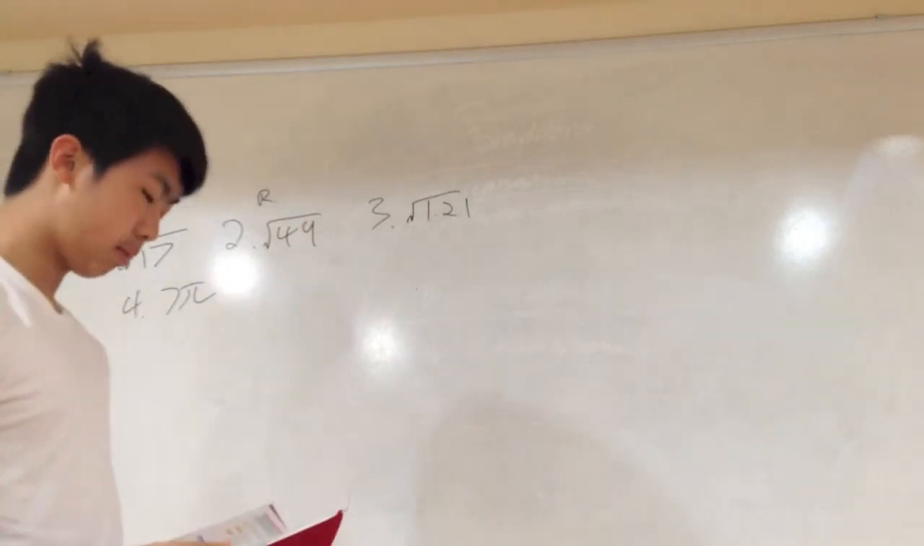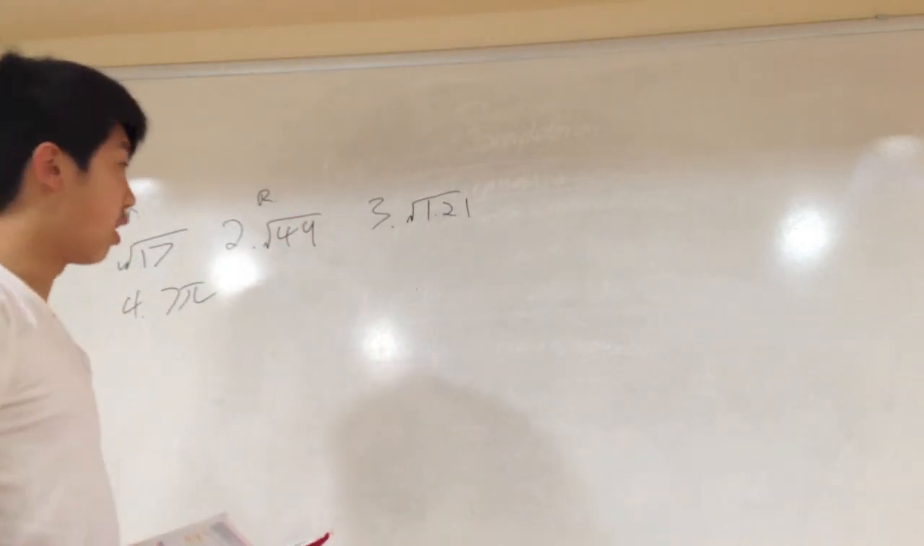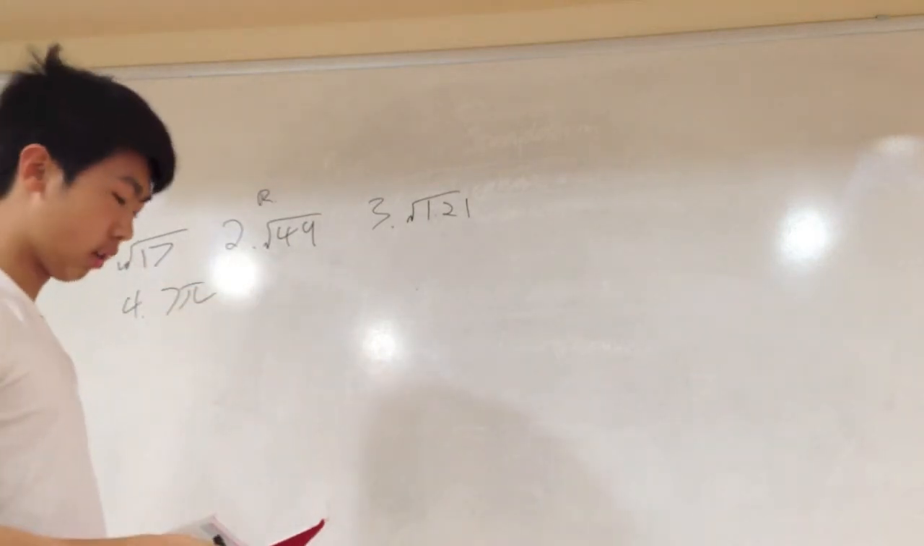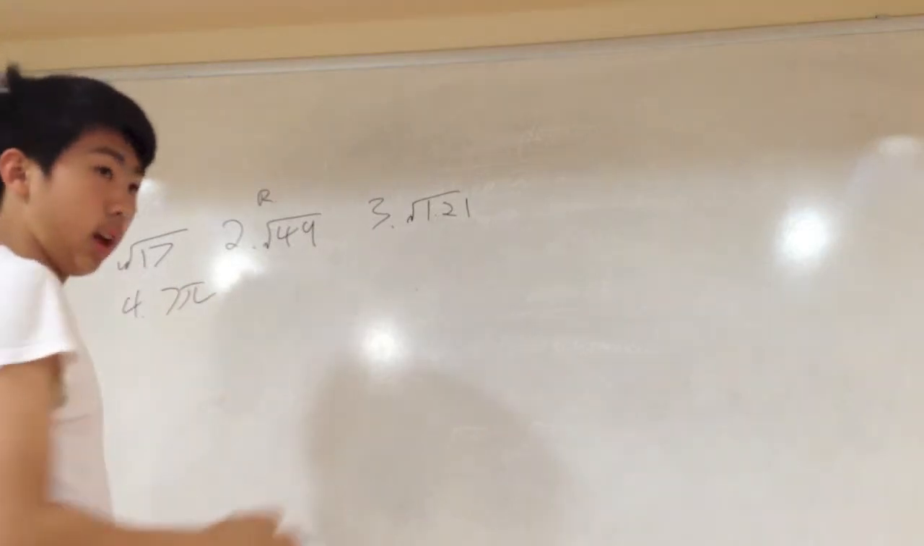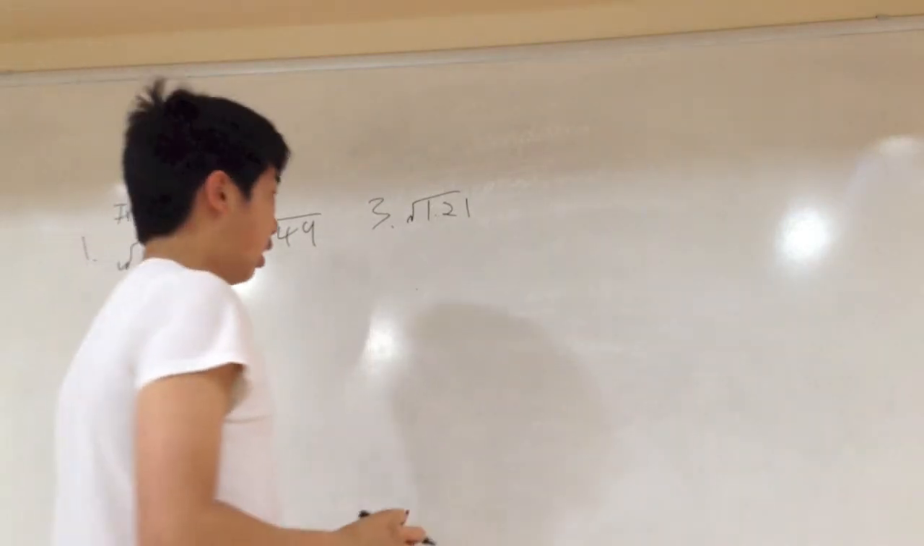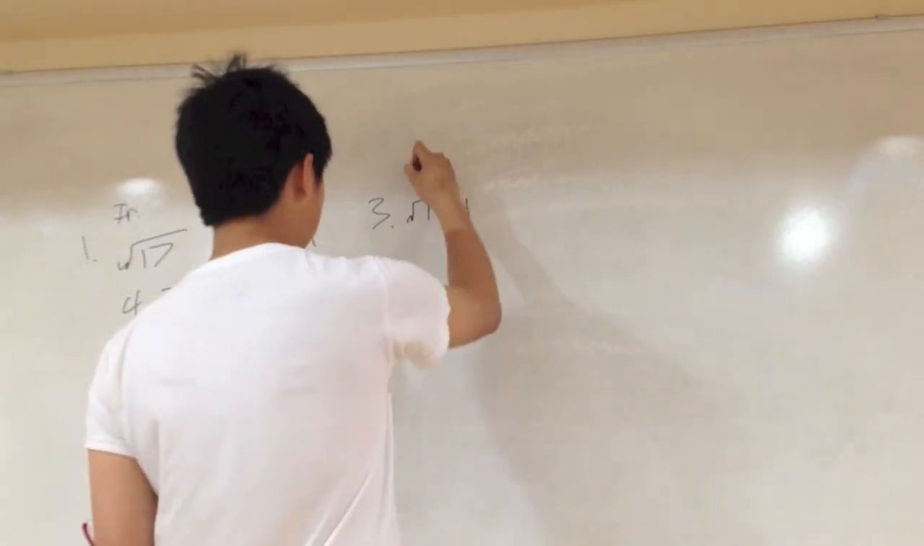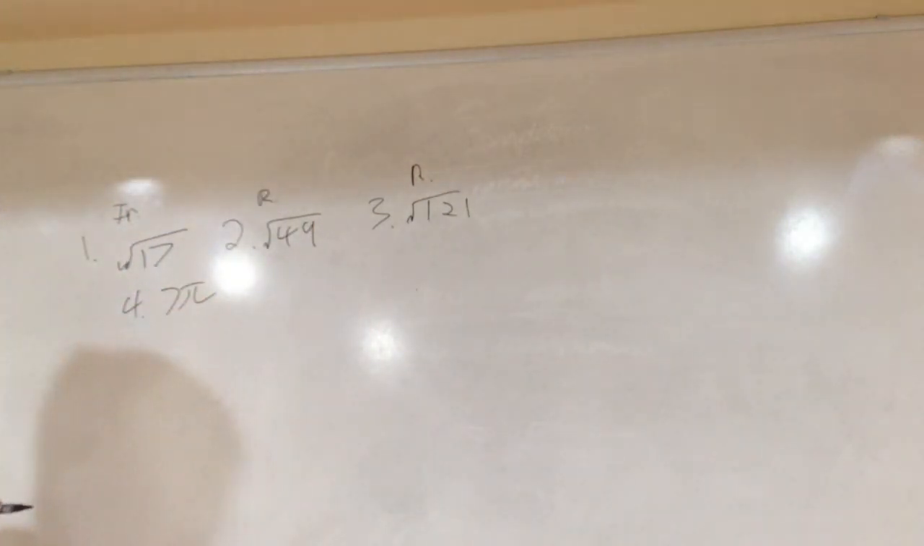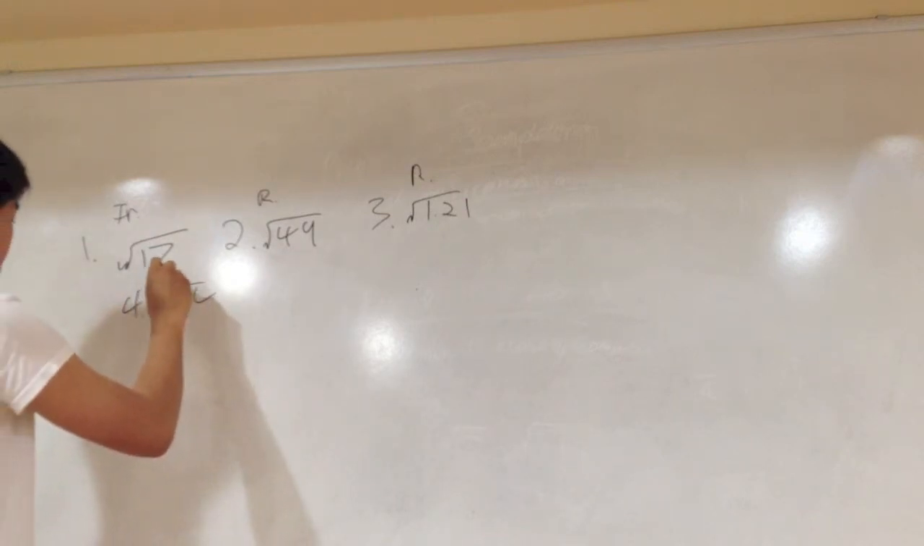Number 3 is 1.21, and that kind of looks like 121, which is 11 squared. And if you factor this out, you'll get 1.1 squared, so that's a rational number. And number 4 is 7 pi, and pi is an irrational number, so this one should be irrational as well.